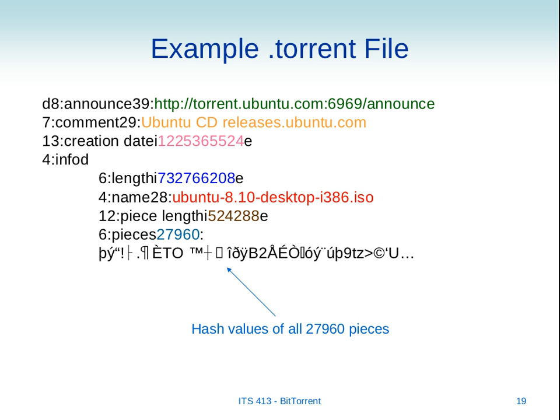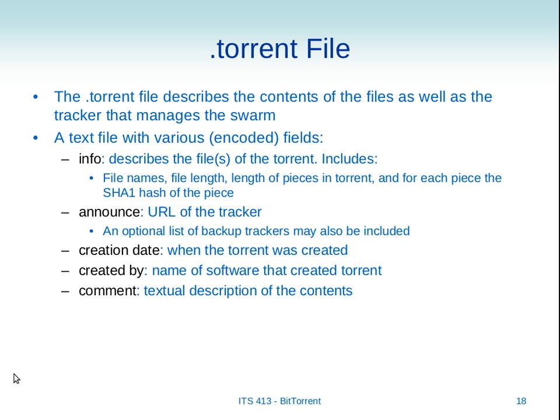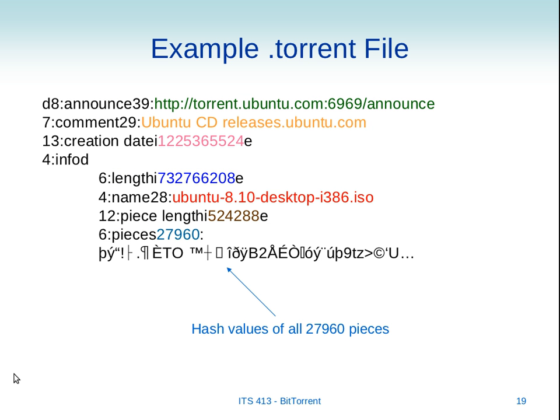This is the hash of the piece. The info field includes the file names, the file length, the length of the pieces, 524 kilobytes, and for each piece, the hash of that piece. When I show it in a text editor, it comes out as some strange characters, but it's just some binary value, 160-bit value for each piece, because the hash we're using is SHA-1, which produces 160-bit output. So 160 bits for piece 1, 160 bits for piece 2, and for all the other pieces. That's an example .torrent file.